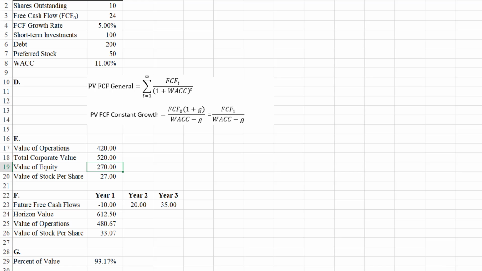So in this case, we have 3 years of non-constant growth, so we're going to find the value of the firm at the end of year 3. And remember, the value of operations at that time, or in other words, the horizon value, is going to be the present value of all of the free cash flows from year 4, 5, 6, on out to infinity. And again, we're assuming that at that point, they're going to grow at a constant rate of 5% per year. So the horizon value is going to be 35 times 1.05 divided by 11% minus 5%, which gives us 612.5. Now, the value of operations is going to be the present value of the first 3 free cash flows plus the present value of the horizon value.